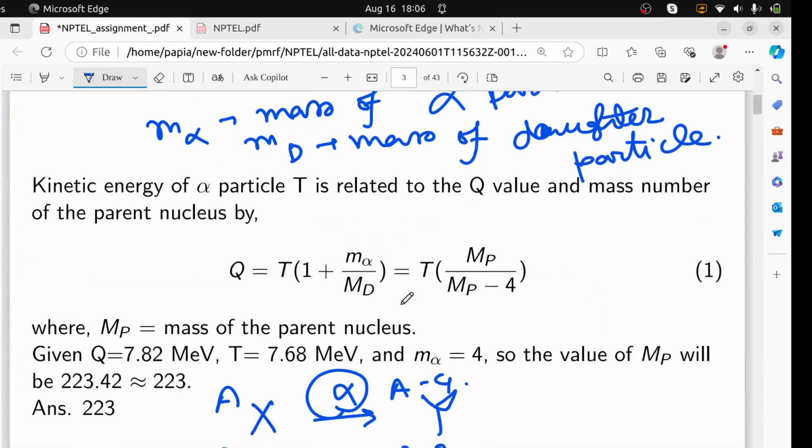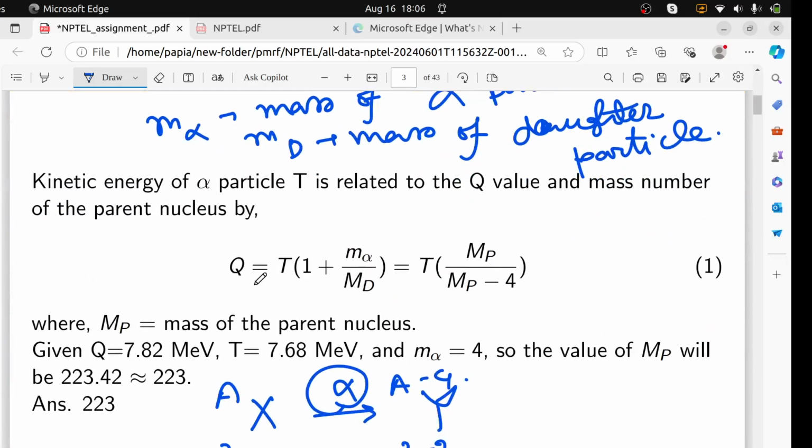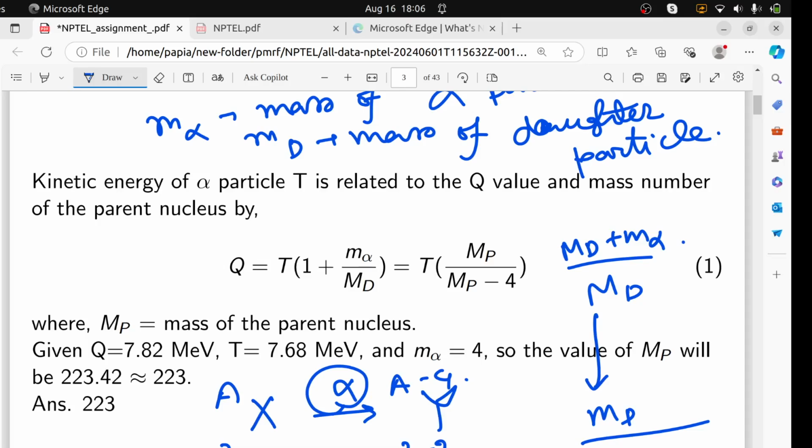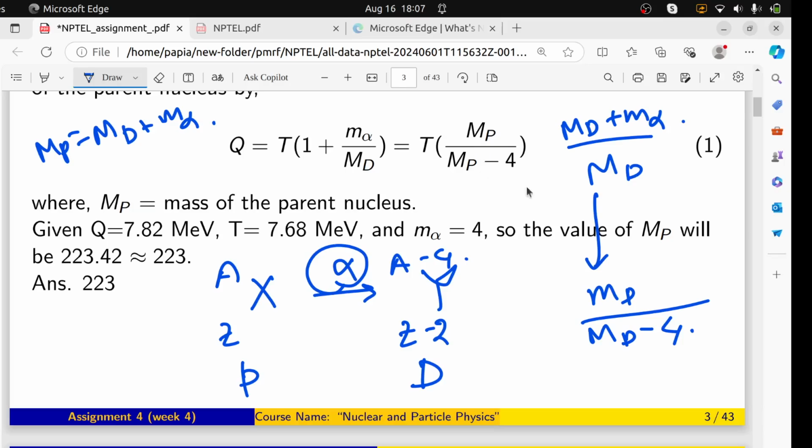I have already calculated it here. Q equals T times (1 plus m alpha by m d), where T is the kinetic energy of the alpha particle. If I simplify, that is m d plus m alpha, which is m p, divided by m d. In terms of m p, it will be m p minus 4, because m p equals m d plus m alpha. So I have written m p divided by m p minus 4, where 4 is m alpha.